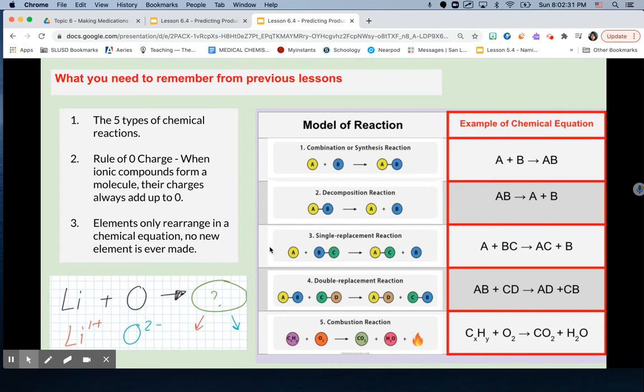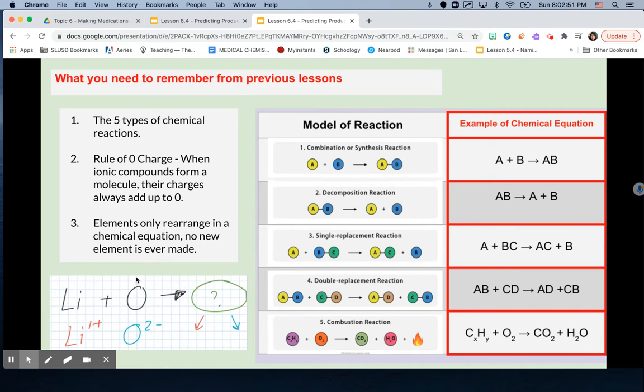Before we start with the lesson, though, there are three things we need to remember from previous lessons. So from Nearpod lesson 6.3, make sure you still have the 5 types of chemical equations. And then also recall the rule of zero charge.